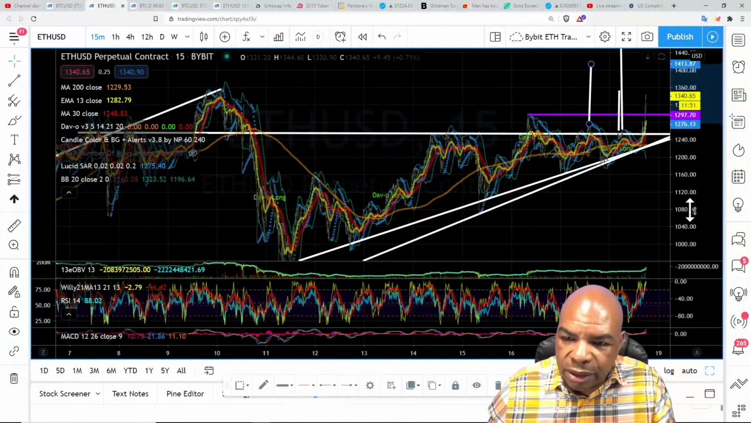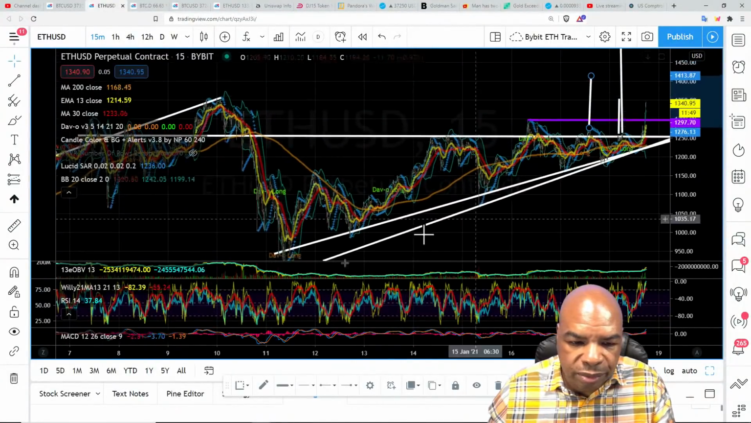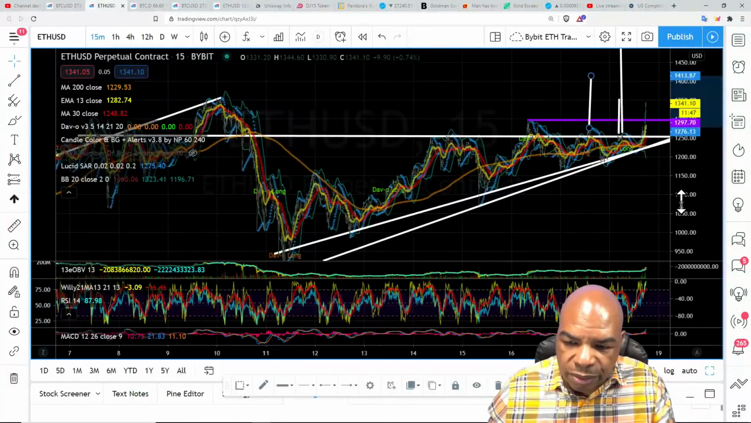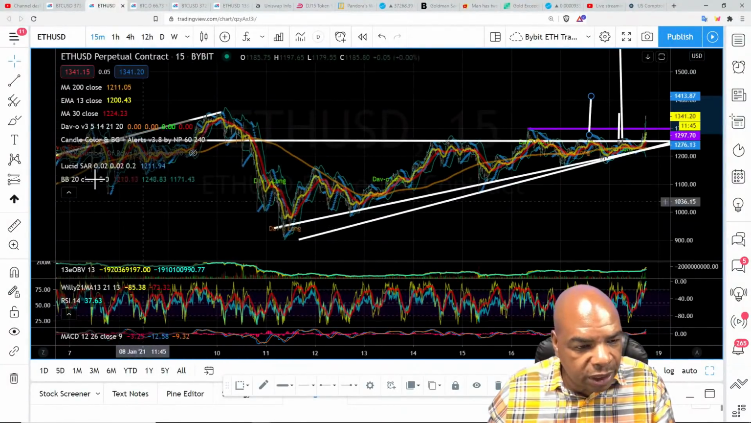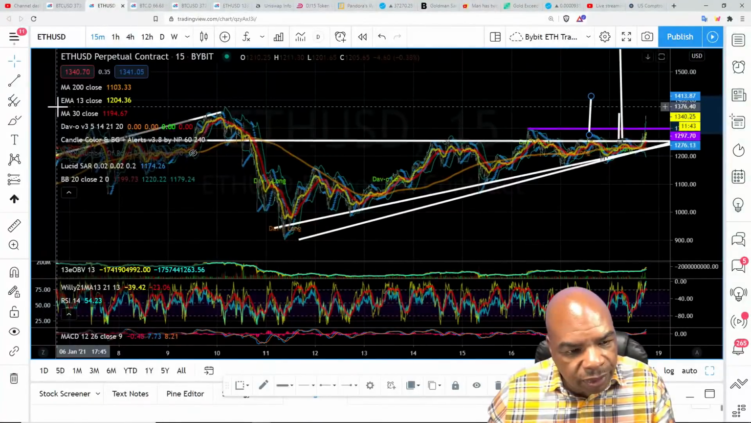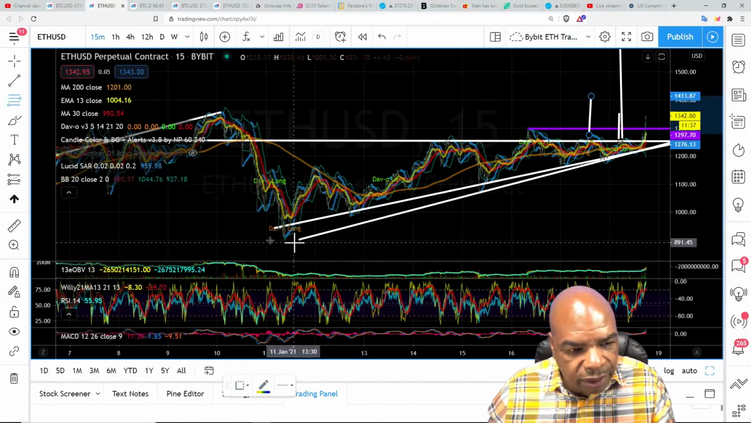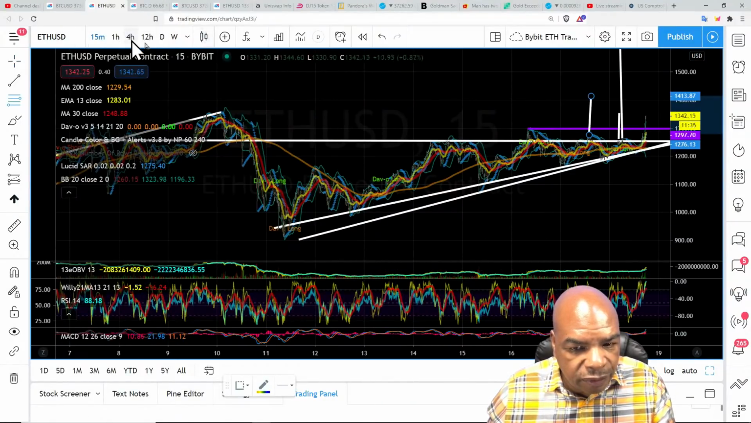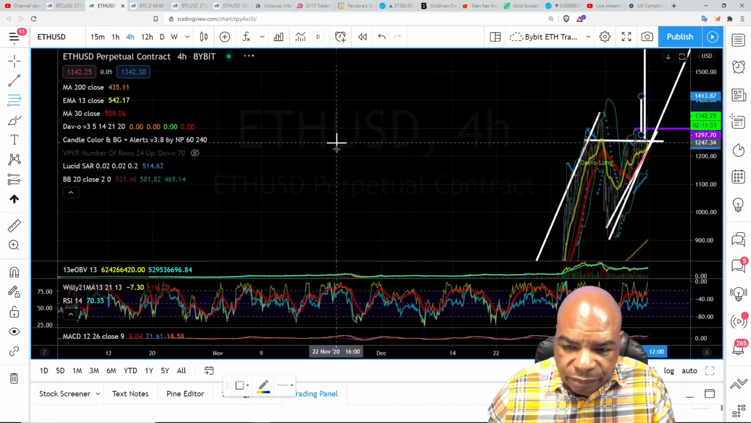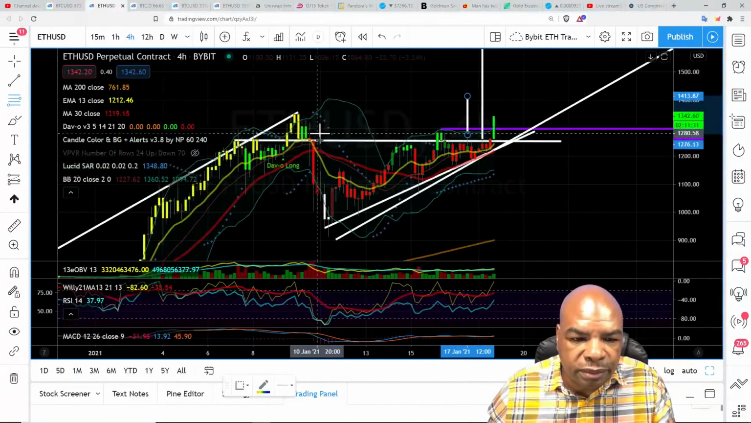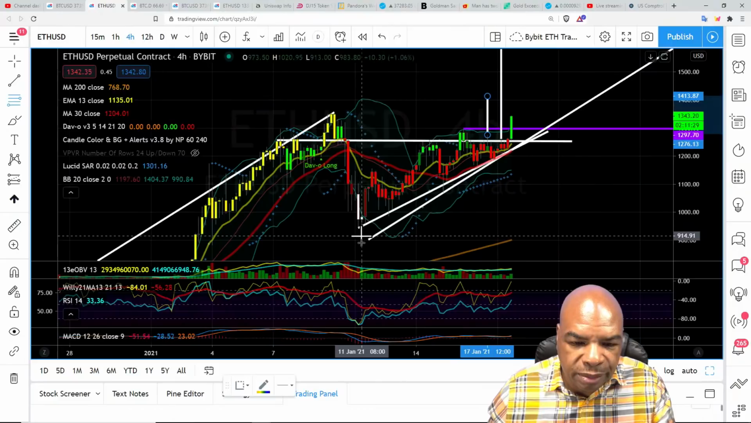So let's also do what's called extension level. Wonder if that number has anything to do with an extension level. I doubt it. But let's take a look. Let's go to the 4-hour and bring up my extensions.